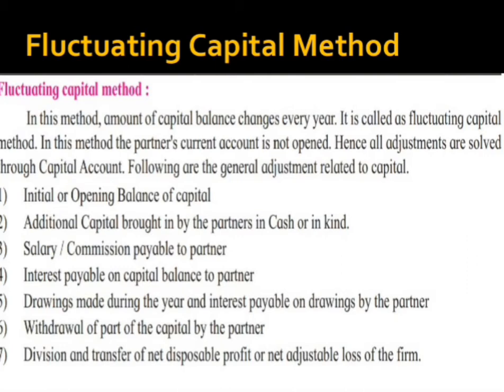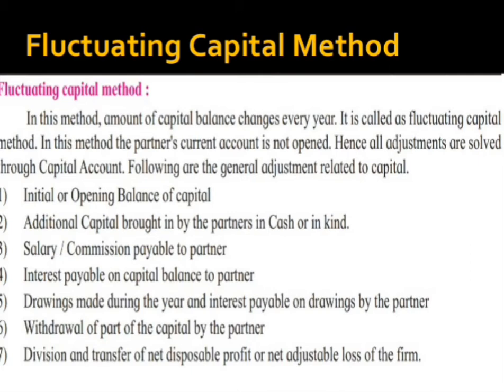Now, under fixed capital method, the capital remains fixed or the same. But in this method, the amount of capital balance changes every year. Fluctuating means changes, so it is called the fluctuating capital method. In this method, the partner's current account is not opened. Hence, all the adjustments are made through the capital account only. Following are the adjustments related to capital.